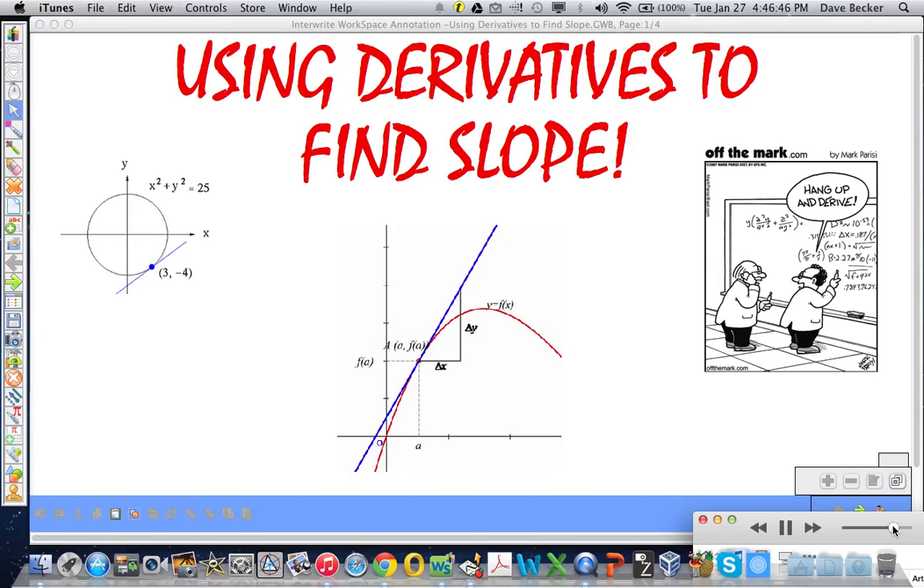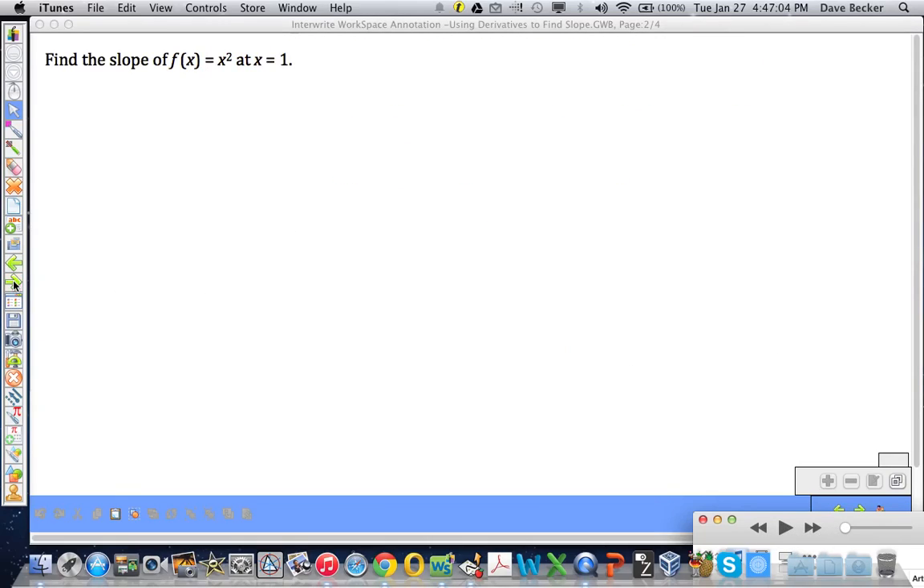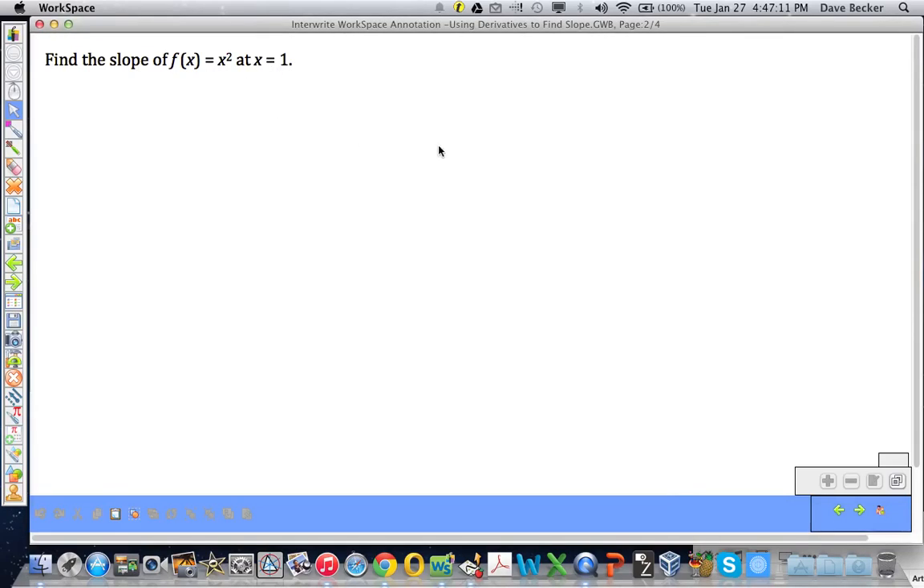And today we're talking about using derivatives to find slope. Hey, jealousy. Other folks are jealous because they will not be able to use derivatives to find slope. And what we're finding the slope of is the tangent line drawn to the curve. So if we were to graph f of x equals x squared and draw a tangent line where x equals 1, what we're going to be able to do here is find the slope of that tangent line. Very simple, very easy.